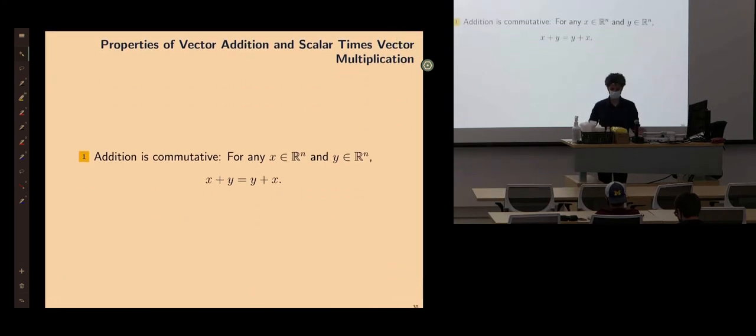Properties of vector addition and scalar times vector multiplication. So addition is commutative. x plus y is the same as y plus x, because we're adding every component, right? And then just adding two real numbers, it shouldn't make any difference. That's the reason.